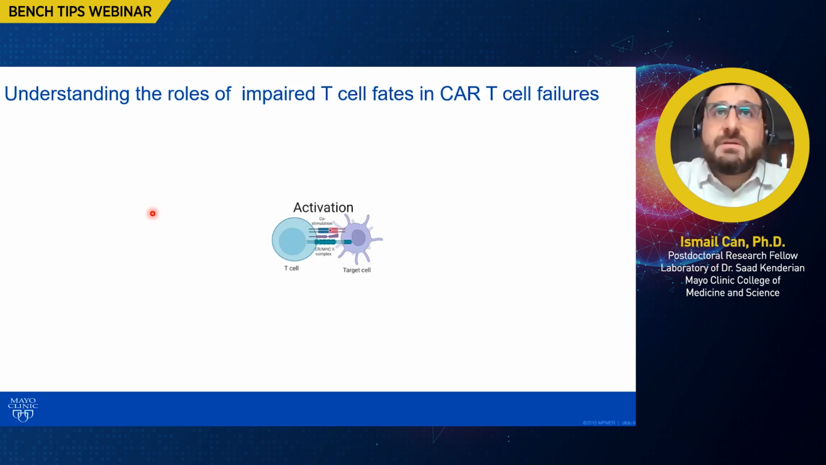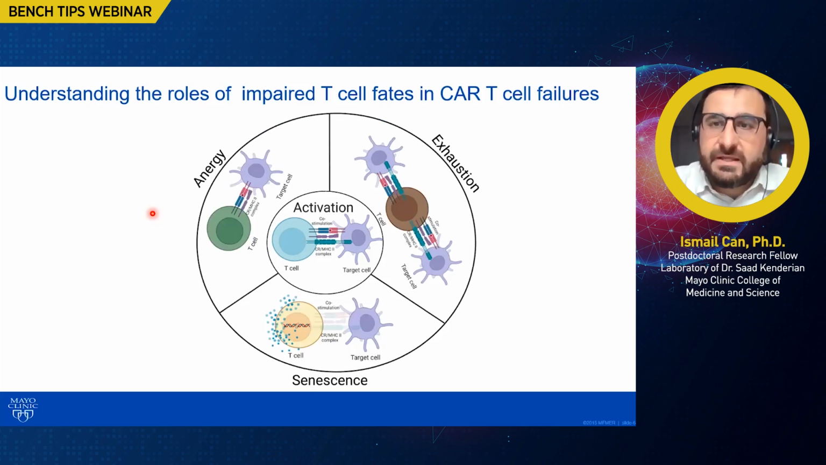Here, in this simple cartoon, we are seeing the minimum interactions that are required for proper T cell activation. One is through the T cell receptor complex and the MHC on the target cell, and the other is the co-stimulation. And after this, we have three possibilities that may occur: anergy, exhaustion, and senescence.